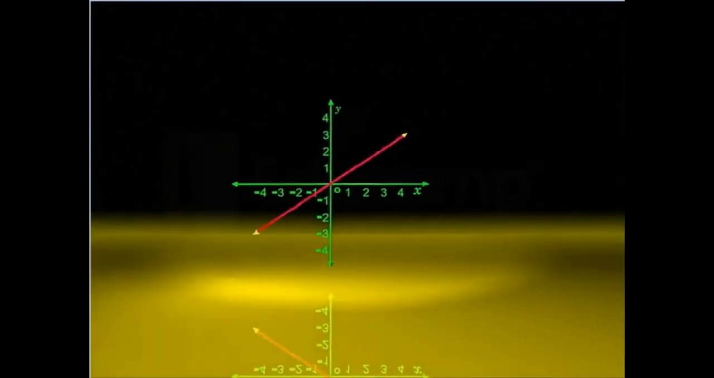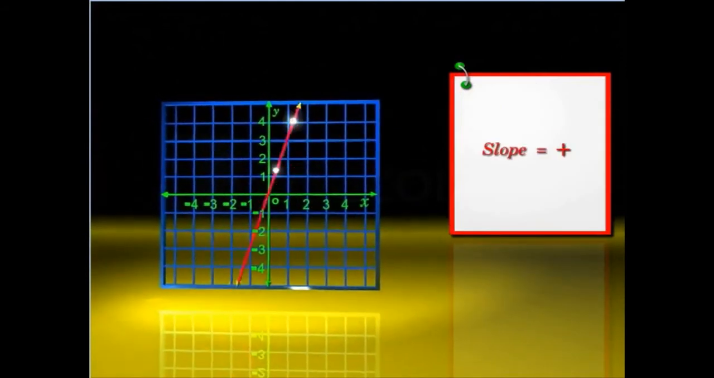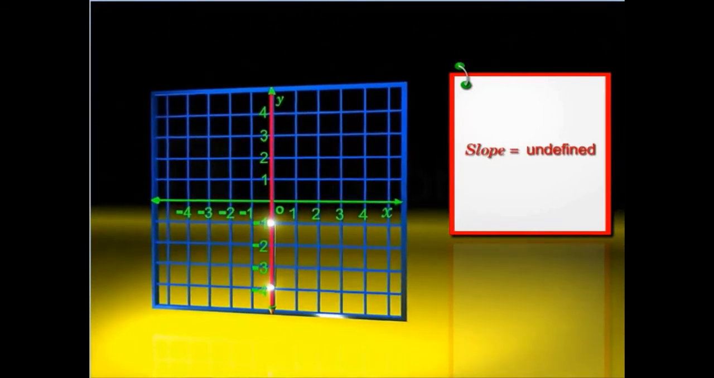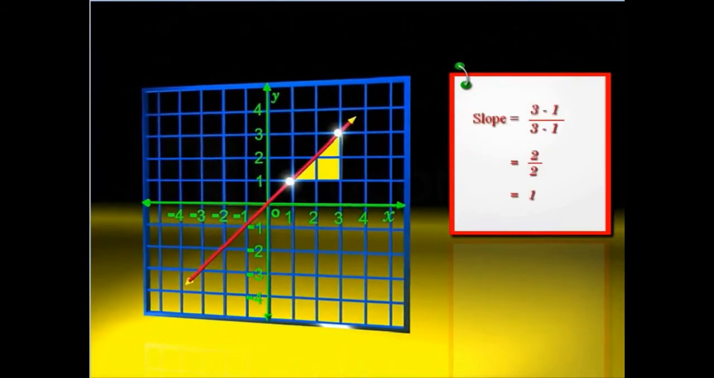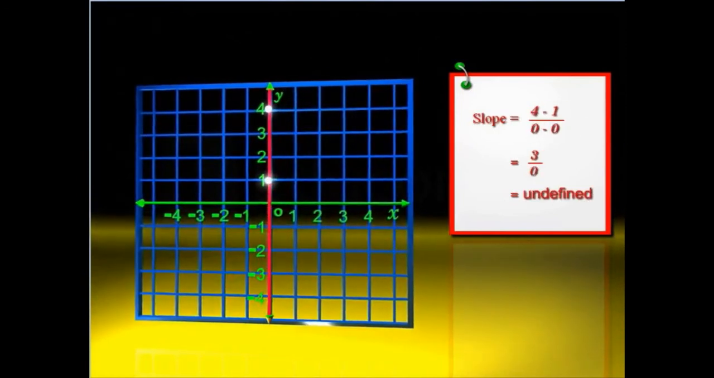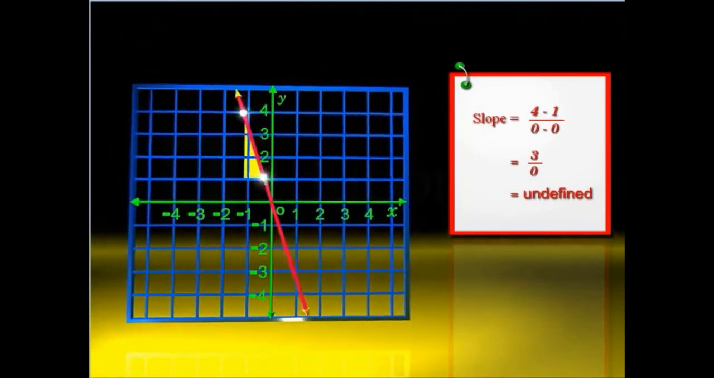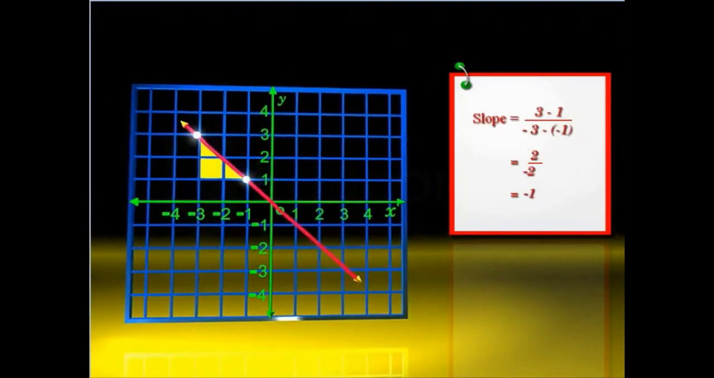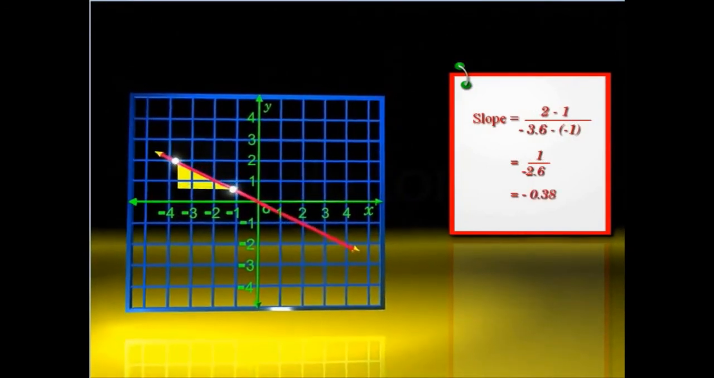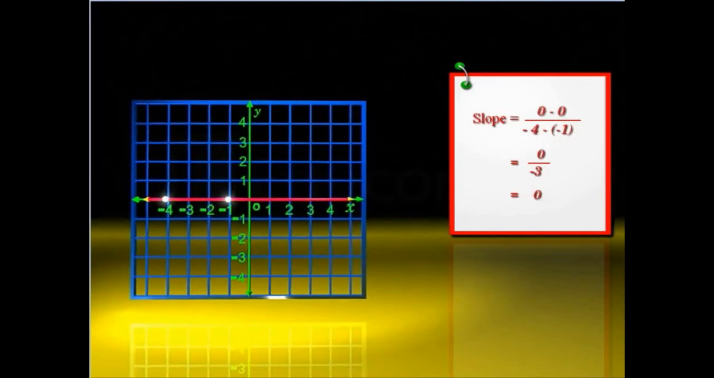Now we will discuss the circumstances in which the slope becomes positive, negative, zero and undefined. All the lines slanting upwards to the right have positive slope, and the lines parallel to y-axis have slope as undefined. All the lines slanting downwards to the right have negative slope. However, the lines parallel to x-axis have slope as 0.